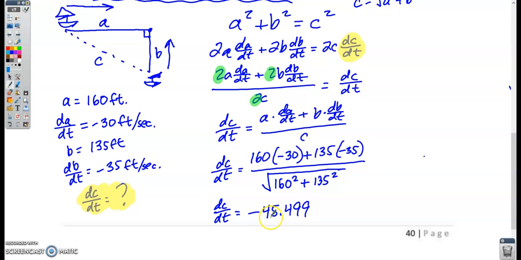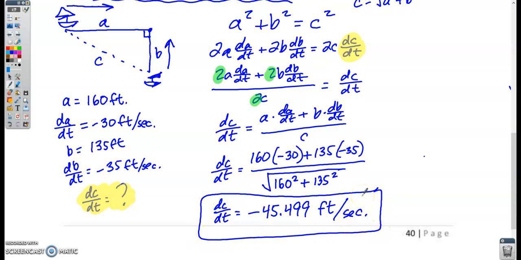And now we need units. The units that we need here are for the change in c with respect to time. C is measured in feet. Time is measured in seconds. So this is going to be feet per second. And there's our final answer.